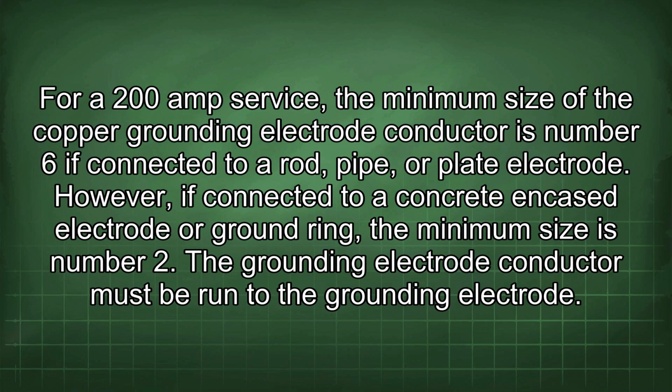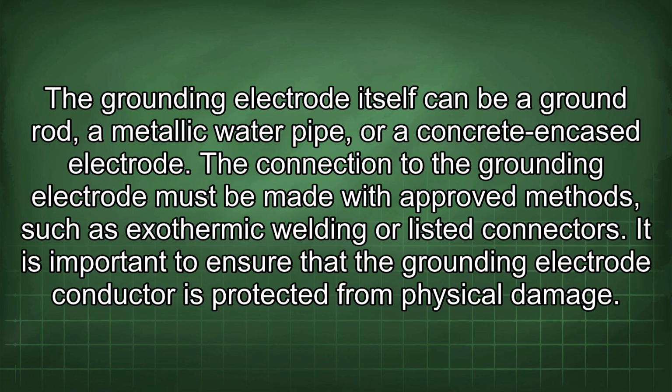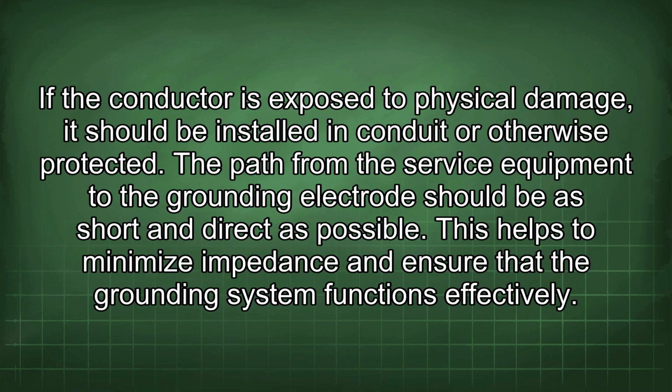The grounding electrode conductor must be run to the grounding electrode. The grounding electrode itself can be a ground rod, a metallic water pipe, or a concrete encased electrode. The connection to the grounding electrode must be made with approved methods, such as exothermic welding or listed connectors. It is important to ensure that the grounding electrode conductor is protected from physical damage. If the conductor is exposed to physical damage, it should be installed in conduit or otherwise protected. The path from the service equipment to the grounding electrode should be as short and direct as possible. This helps to minimize impedance and ensure that the grounding system functions effectively.